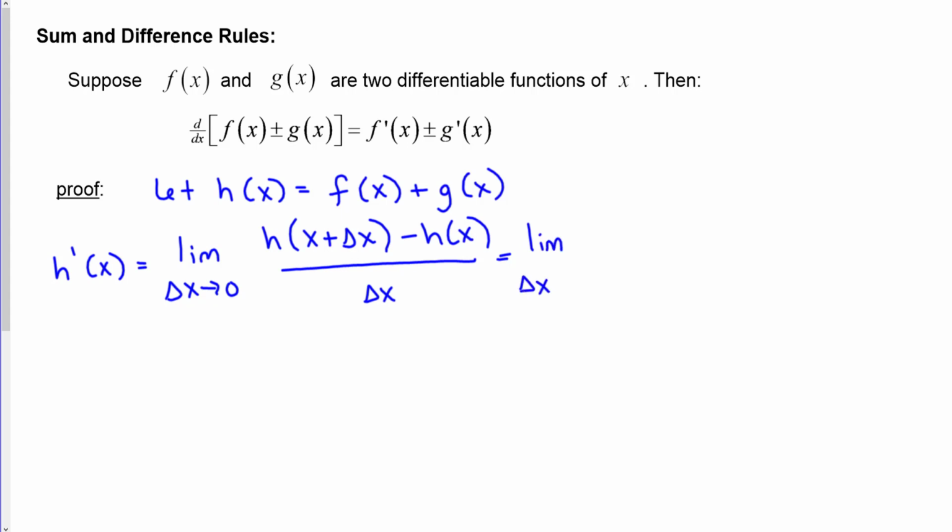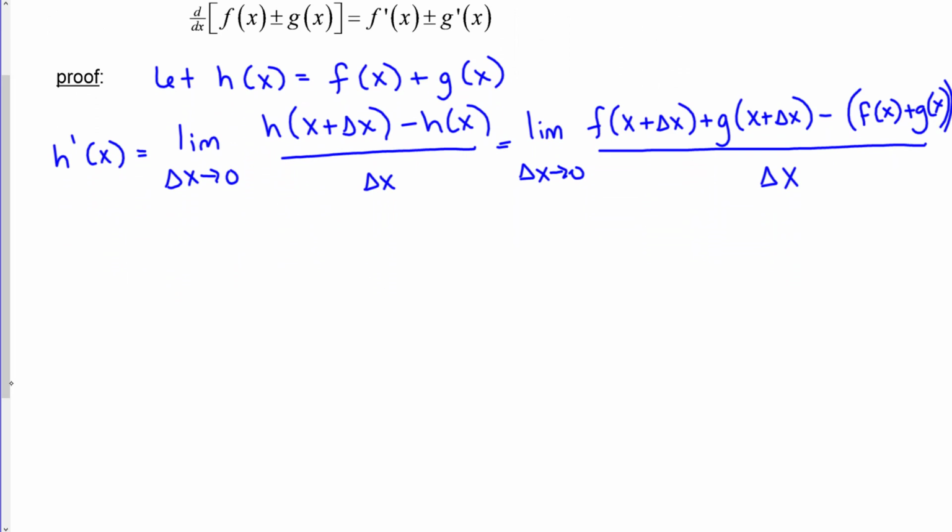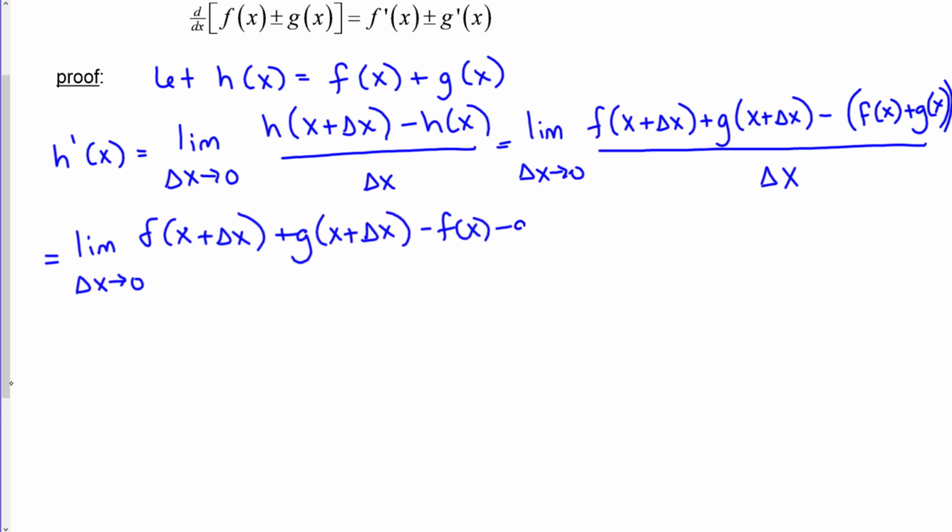But since we know h of x is f of x plus g of x, then we have effectively f of x plus delta x plus g of x plus delta x minus f of x plus g of x. Running out of space there. Get another parentheses in. Great. Divided by delta x. If I distribute that negative, then I have the limit as delta x goes to 0 of f of x plus delta x plus g of x plus delta x minus f of x and minus g of x. You probably can see where this is going at this point.